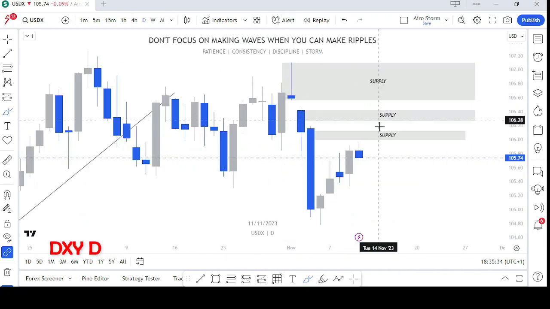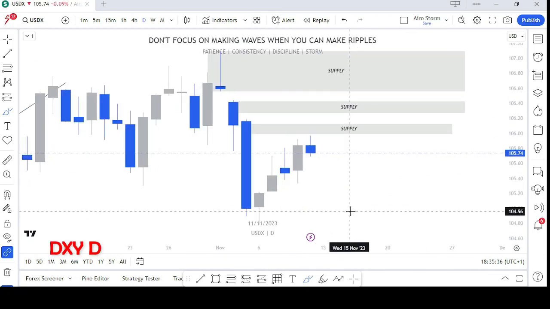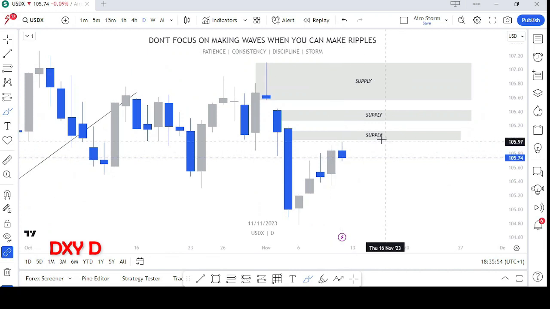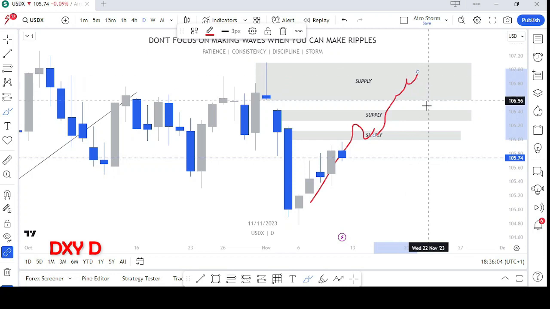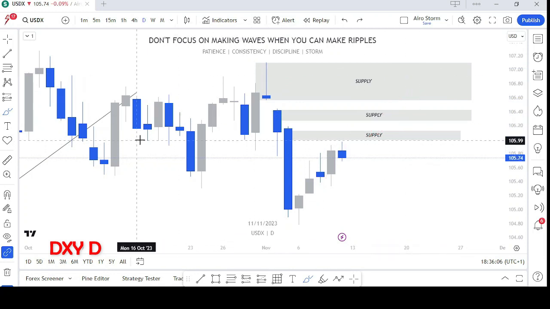So we're starting up this analysis with the DXY. On the DXY, we can see that we have a few supply zones here that are waiting to be either mitigated or broken, depending on what the market decides to do.